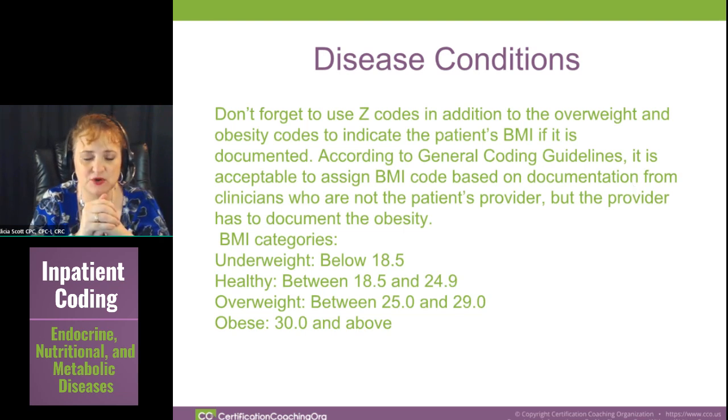Just another note about your BMI codes. Underweight is below 18.5, healthy is 18.5 to 24.9, overweight is 25 up to 29 of a BMI, and anything above 30 is obese, and anything above 40 is morbid obesity, by the way.